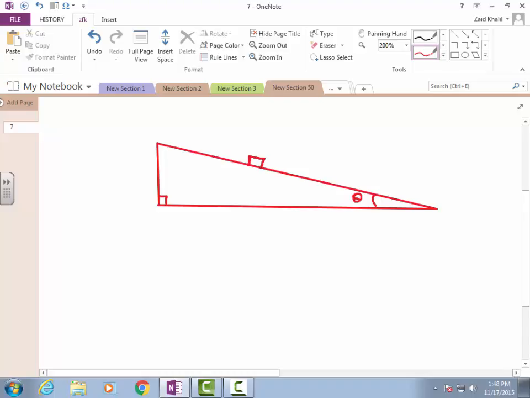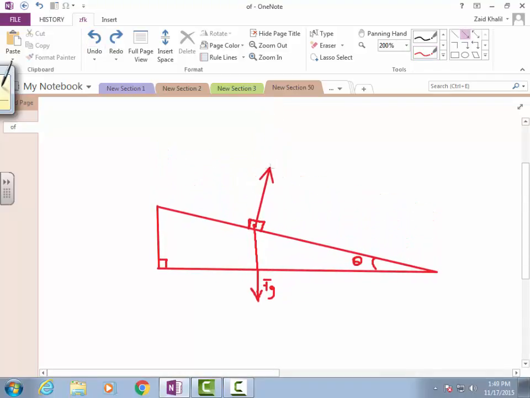Okay? Now what? Free body diagram, Ariana. Spot on. So, what are the forces acting on this? Gravity. And where's gravity acting? Straight down towards the center of the Earth. This is Fg. What else? Normal force. Where's normal force acting? Perpendicular to the plane. That's right. You know what? I'm going to be a little bit more exact. There we go.